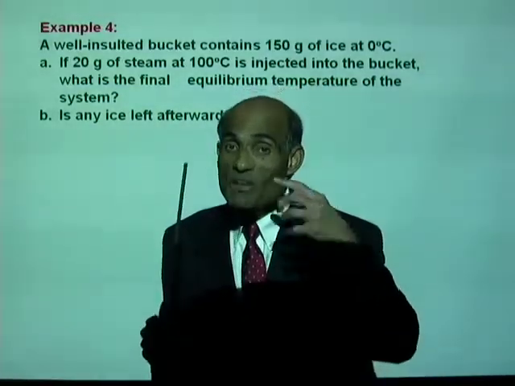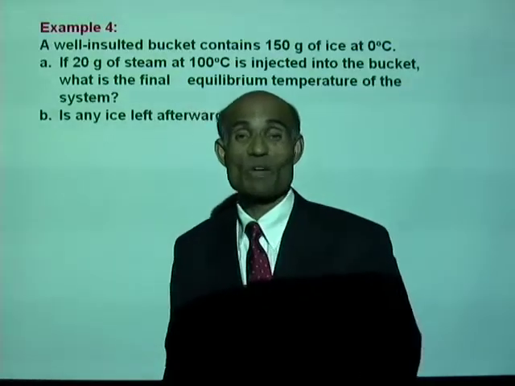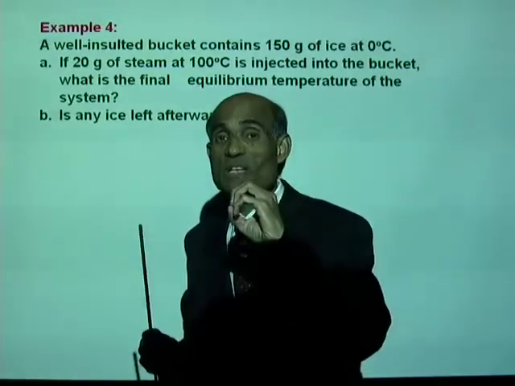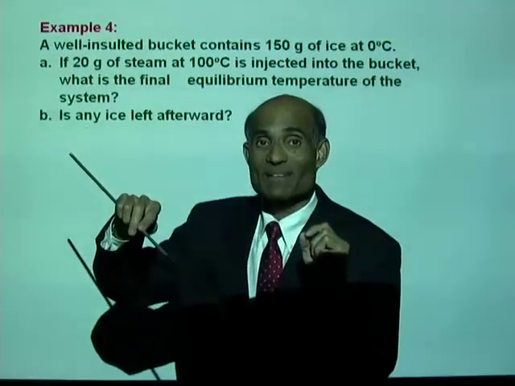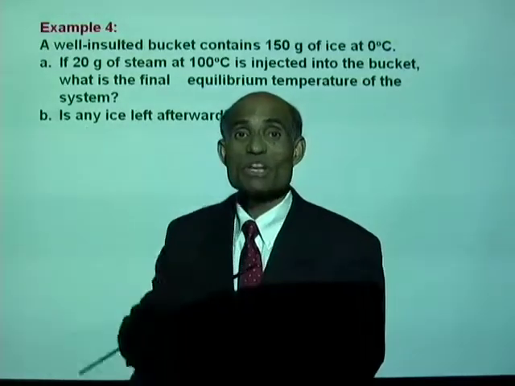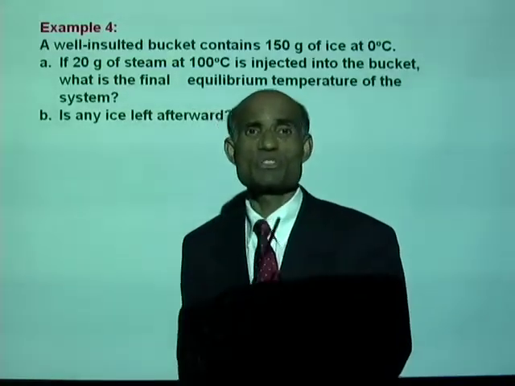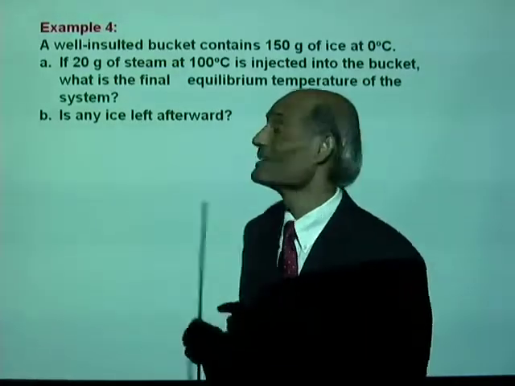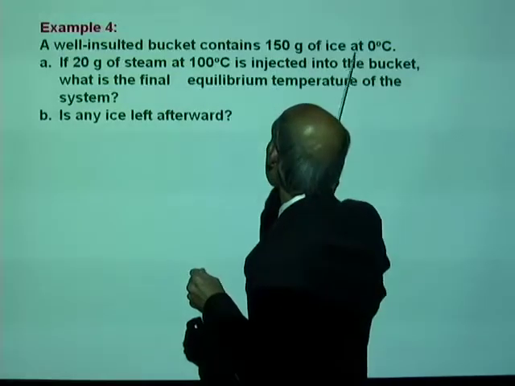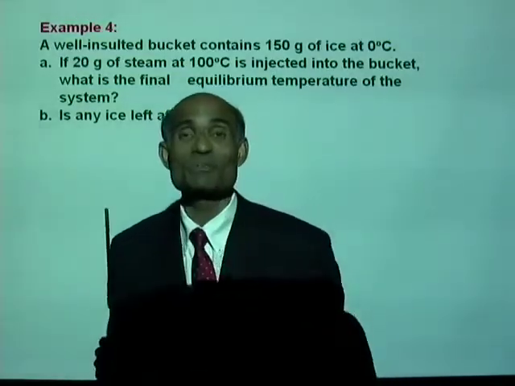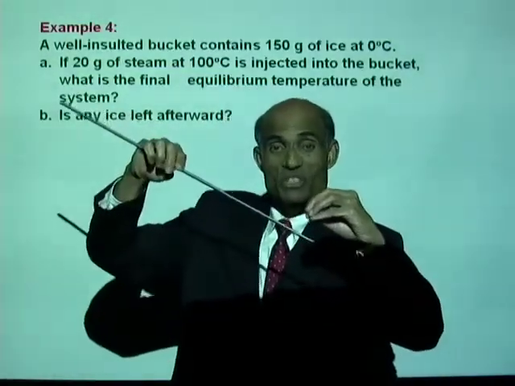You see, you need to understand and visualize the problem if you want to do it. What is happening here? We have 20 grams of steam at 100 degrees Celsius injected into a bucket. What is the final equilibrium temperature of the system? Now, what is contained in the bucket? A well-insulated bucket contains 150 grams of ice at 0 degrees Celsius. So it is into this ice that you inject the steam.